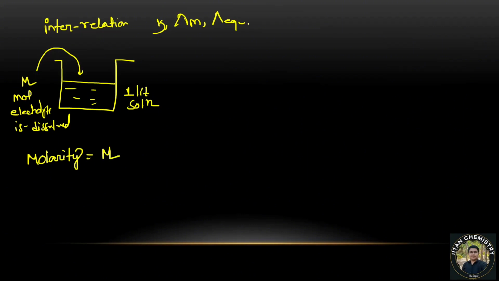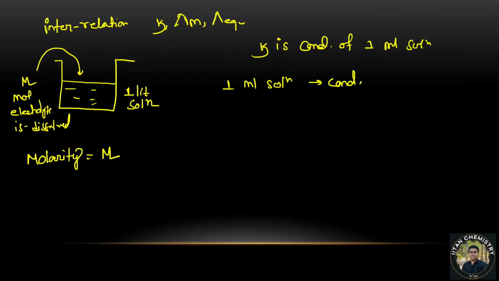Now, we know kappa is the conductance of 1 ml solution. So 1 ml solution will have conductance equal to kappa, right? Now here I have 1 liter, that means 1000 ml. 1000 ml solution will have conductance equal to 1000 kappa. There should be no confusion.